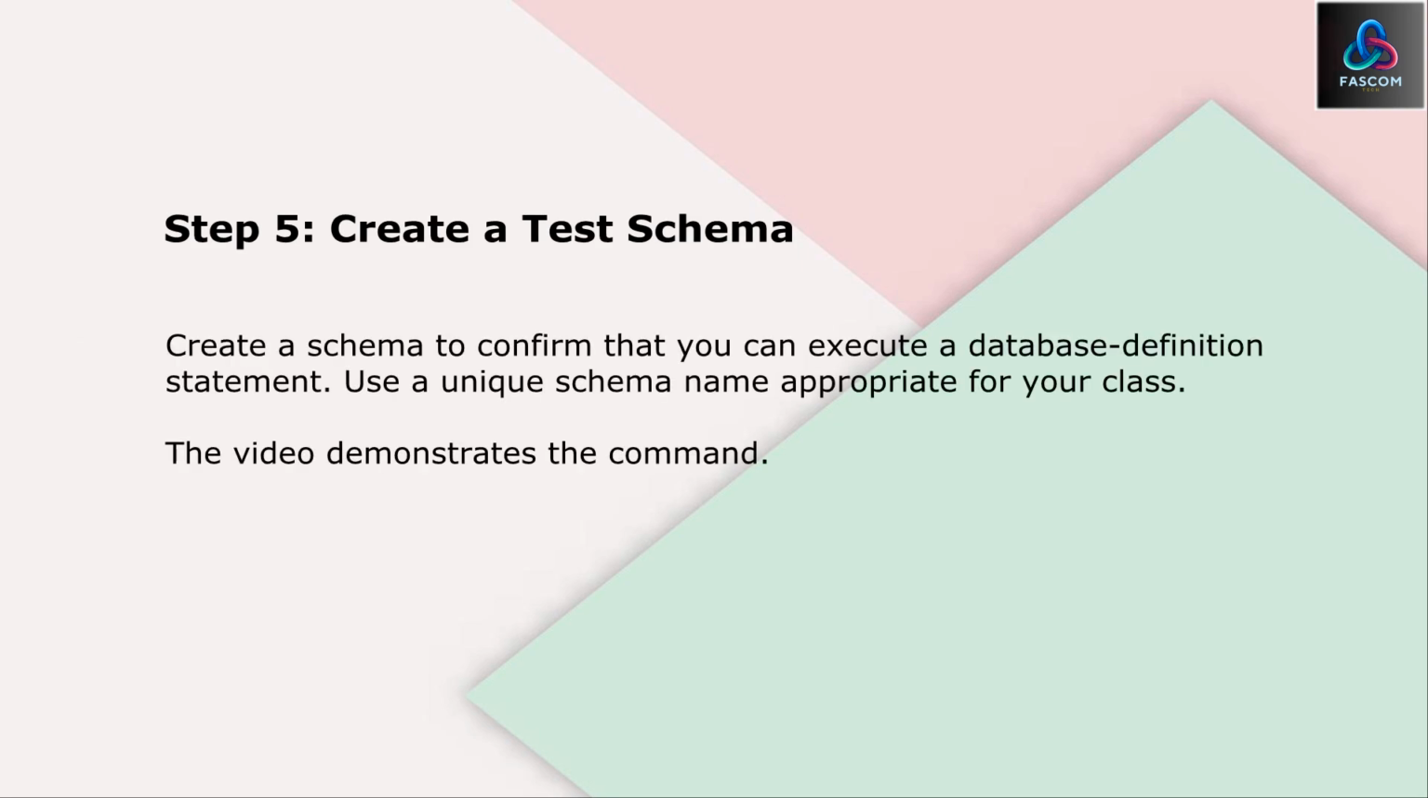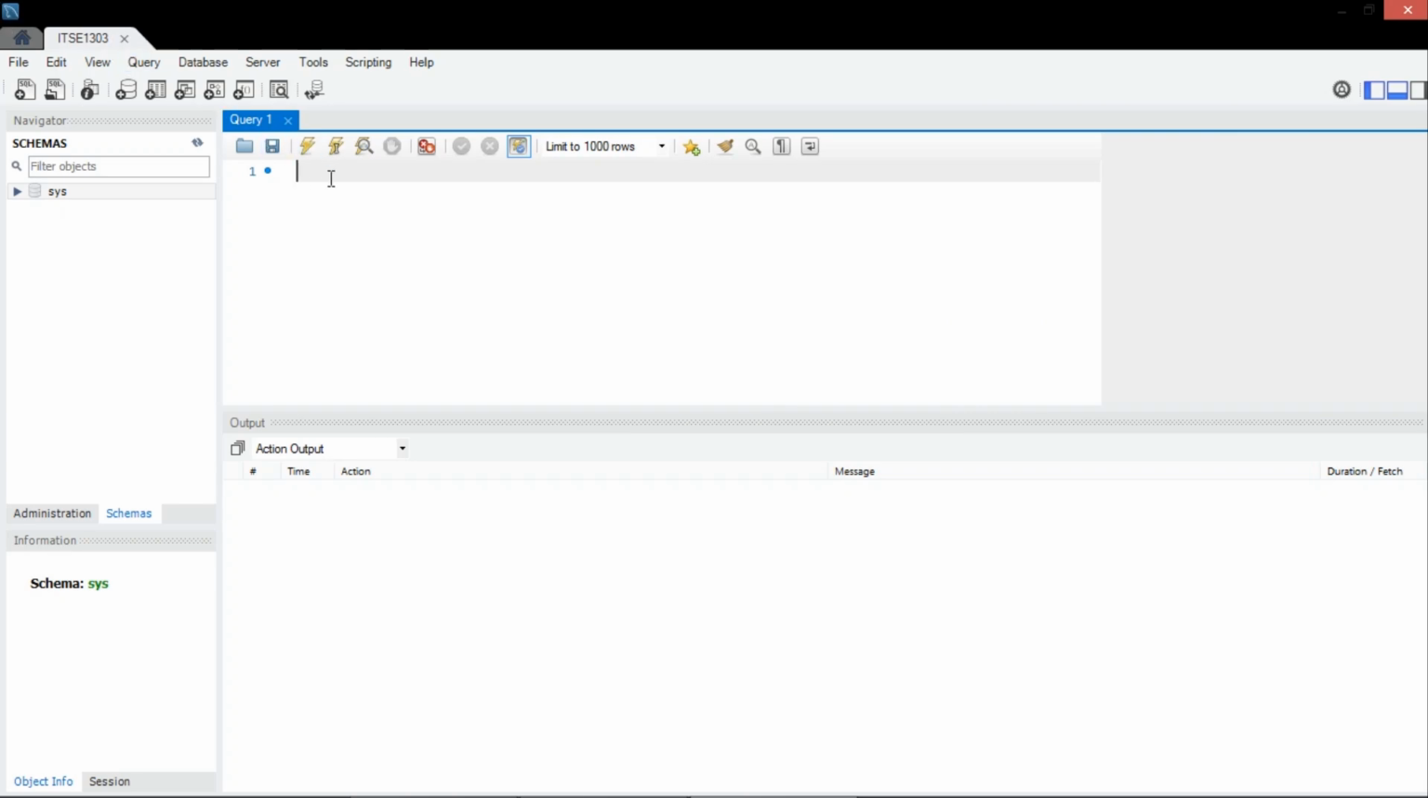Step 5. Create a test schema. Create a schema to confirm that you can execute a database definition statement. Use a unique schema name appropriate for your class. The video demonstrates the command. CREATE DATABASE with your name, for example, CREATE DATABASE John.